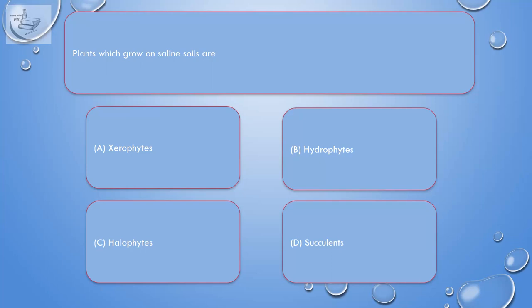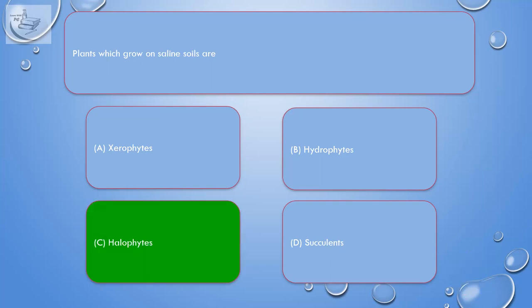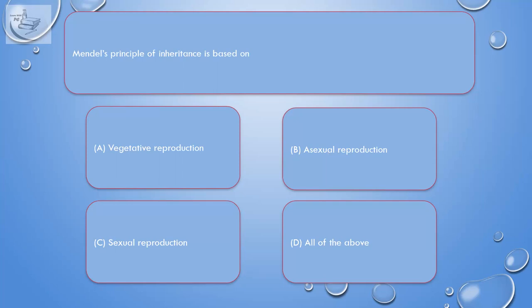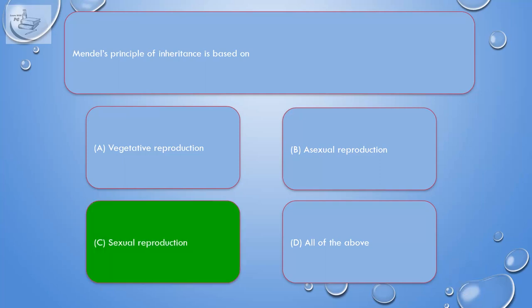Question: plants which grow on saline soils are A. Xerophytes, B. Hydrophytes, C. Halophytes, D. Succulents. Correct answer is C. Halophytes. Question: Mendel's principle of inheritance is based on A. Vegetative reproduction, B. Asexual reproduction, C. Sexual reproduction, D. All of the above. Correct answer is C. Sexual reproduction.